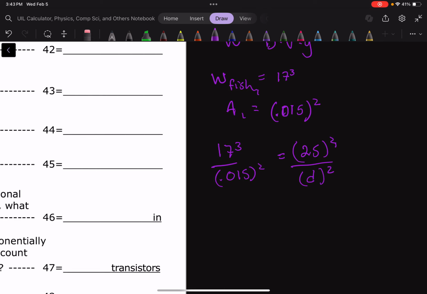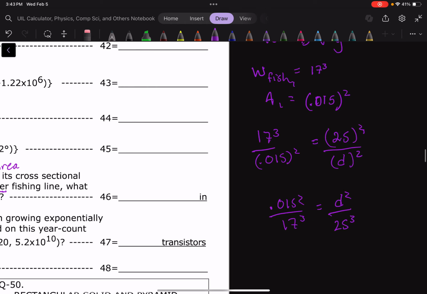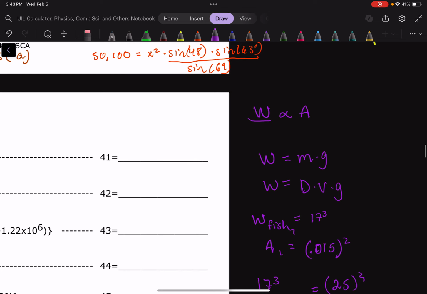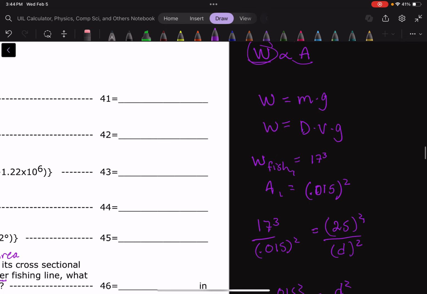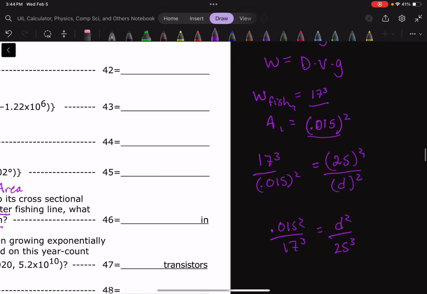Okay, now in this case, I happen to set it up upside down, but we can flip the whole fraction over. 0.015 squared over 17 cubed equals d squared all over 25 cubed. Okay, and again, the idea was that the strength or the weight is proportional to cross-sectional area. We've seen that they're never going to give us the weight and usually neither the density, but we need to remember that weight is proportional to length cubed. Area is proportional to length or radius squared. Okay, so they give us two sets of numbers, the length of the fish and the radius or diameter of the fishing line. So there we go.